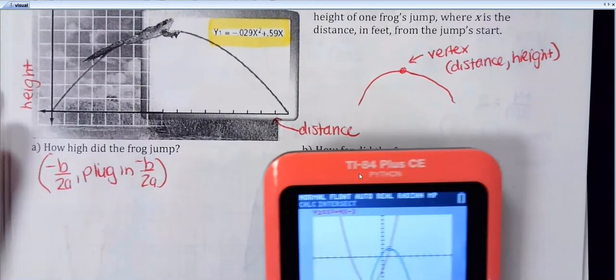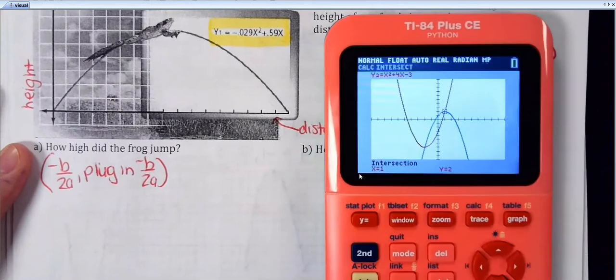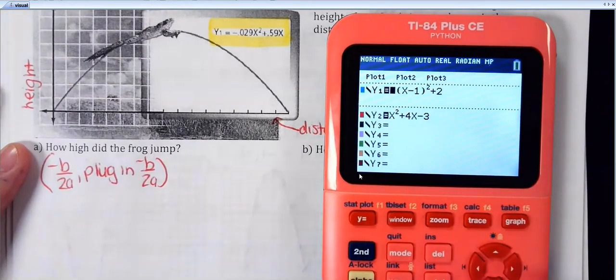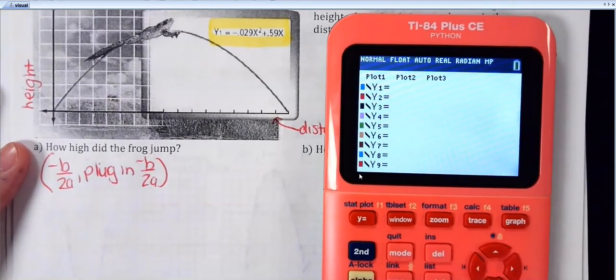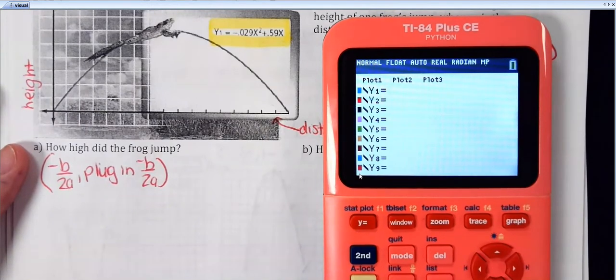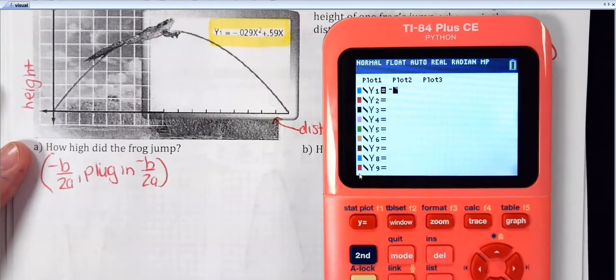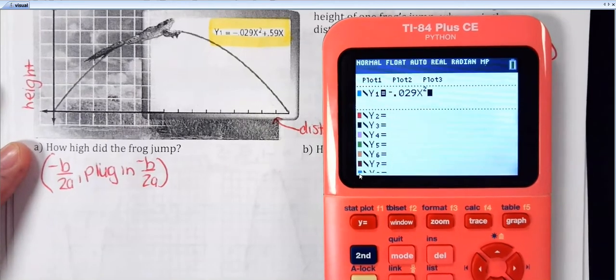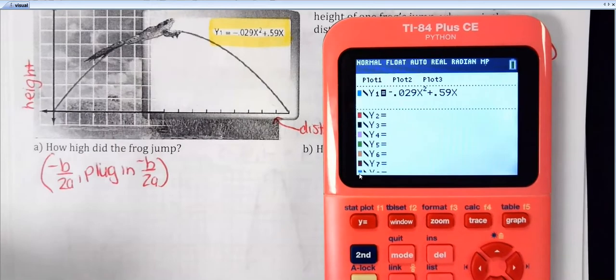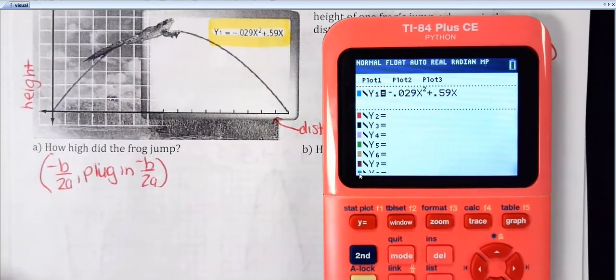All right, so I'm going to grab this. And in y equals, let me just clear out the ones we were just working on. I'm going to type the equation that they got in the picture, so it does have a little negative in front of it. It's negative 0.029 x squared, and then plus 0.59 x. It's a little bit hard to read on the copy, but you should have negative. Make sure you don't use the subtraction key, use the negative key. Negative 0.029 x squared plus 0.59 x.